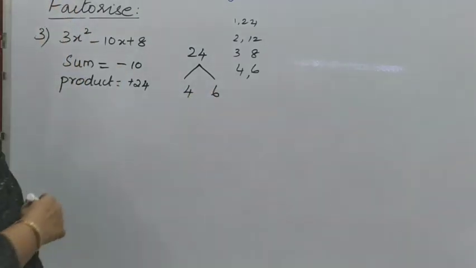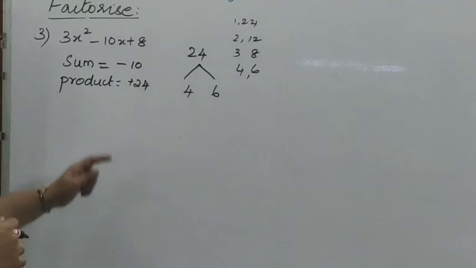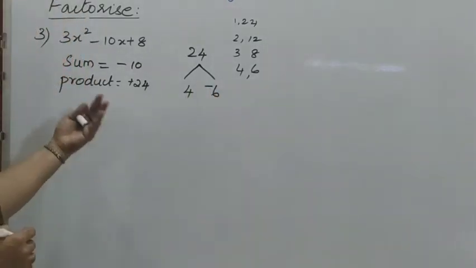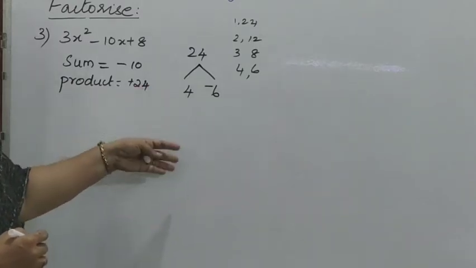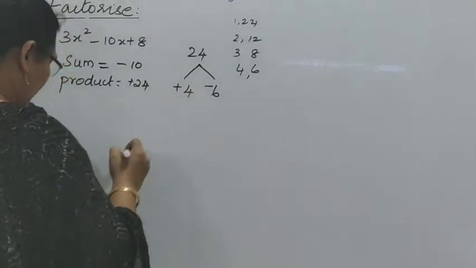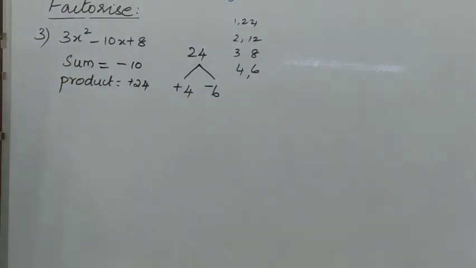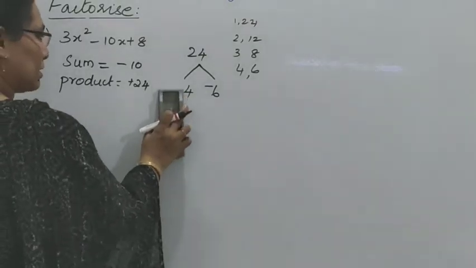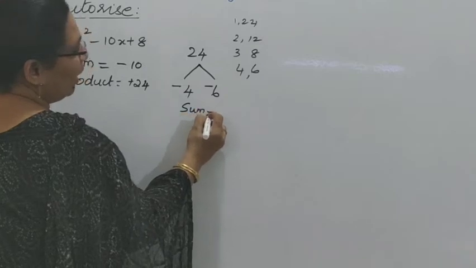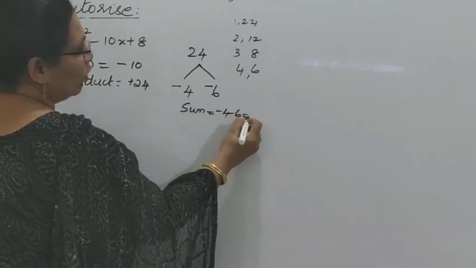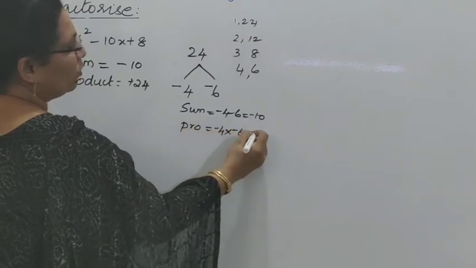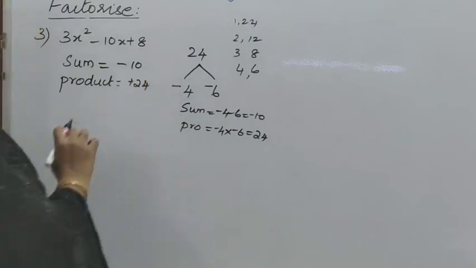Now what is the condition I told? What is the greater middle term sign? That is minus. So the greater number is minus. According to that, we should choose either plus 4 or minus 4. If we put plus 4, it will be minus 2 only, so that is not possible. Again the same rule, it will be minus. Again check the sum: minus 4 minus 6 equal to minus 10. What is the product there? Minus 4 into minus 6 equal to plus 24. So both the conditions are satisfied.